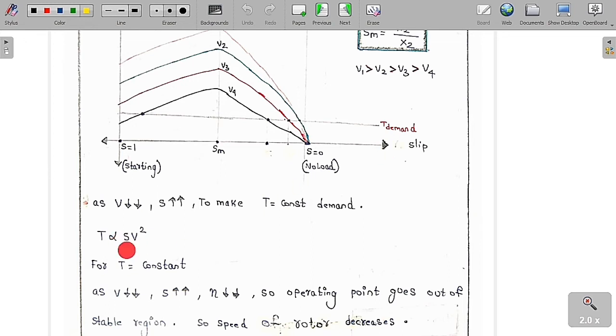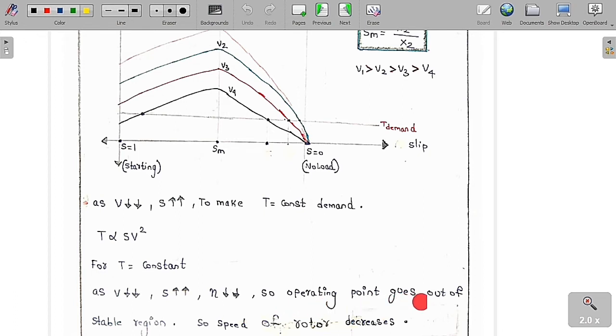I have already told you torque is directly proportional to S E2 square, which means directly proportional to S V square. But torque is constant. As the voltage decreases, S must increase to make torque equal to the constant demand. So as voltage decreases, S is increasing. As S increases, the rotor speed will decrease. As the rotor speed decreases, I have already told you the rotor copper loss is nothing but slip times rotor input. As the slip increases, the rotor copper loss increases, so efficiency will decrease.